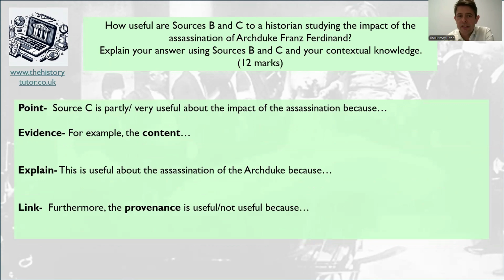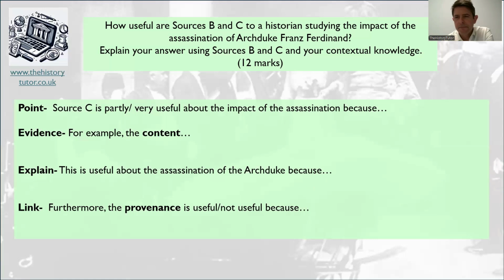So what about source C? Okay, so how are you going to start source C? I started the last one for you. So have a think, how are you going to start this source? What would be a good idea? Look at your revision guide, look at the source. What would be a useful argument about that source? All right, so I hope you paused and gave it a go.